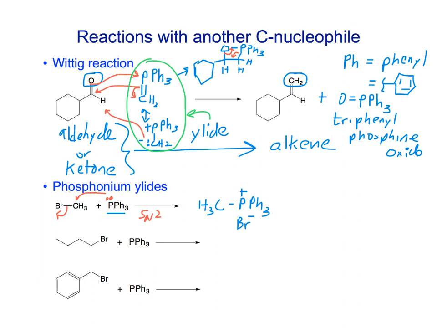Just look at the formula. Look at how many atoms there are. What do we have to do? We have to remove a proton. Exactly right. Okay, so we're going to have to treat this with a strong base.